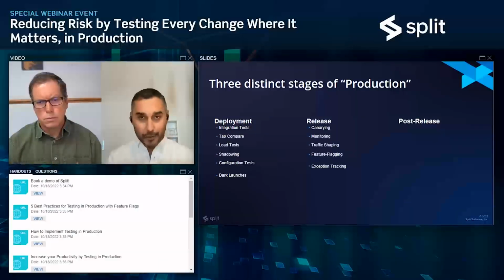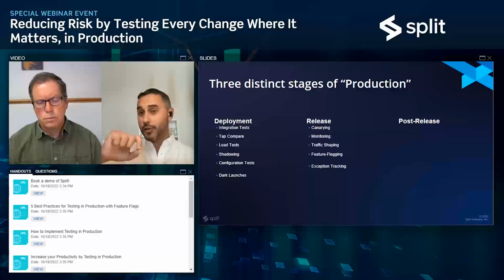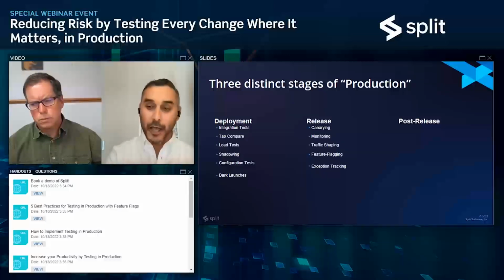Feature flagging. Now, interestingly enough, we're going to be talking about how you can use feature flagging to cover many of these use cases. But feature flagging is a technique that you use when releasing. And exception tracking, right? Systems like Sentry allow you to understand all the exceptions that are sent there and dive into them to understand what kind of stack traces you get.